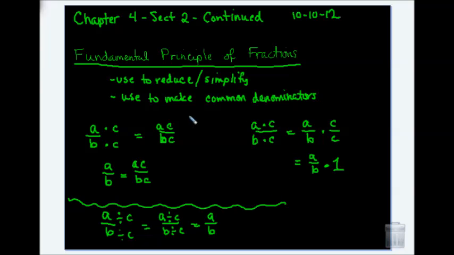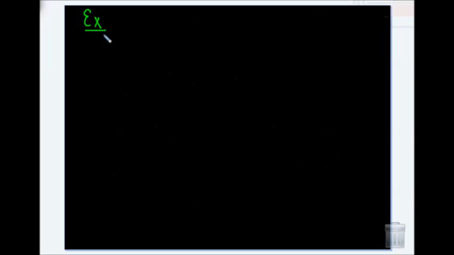Okay, so like I said, as long as you multiply or divide the top and the bottom by the same number. Okay, so for example, if I have 1/2, if I decide to multiply both the top and the bottom by 5, I'm going to get 5/10. Well, 1/2 and 5/10 are equal.